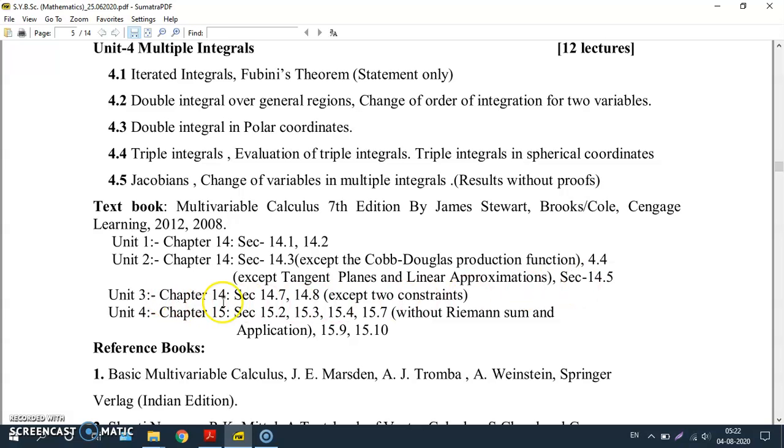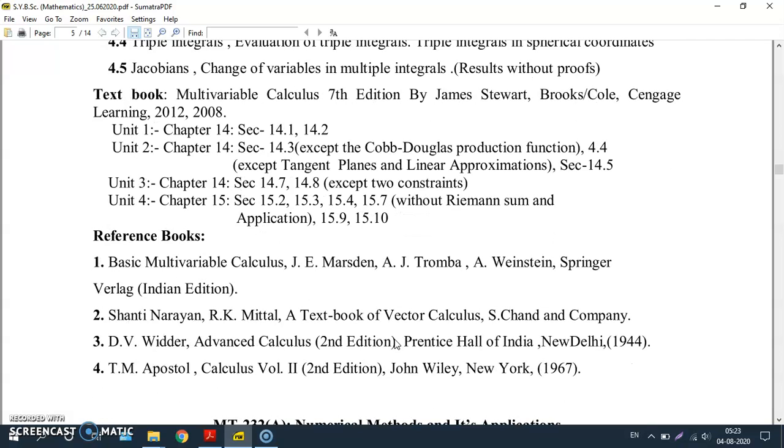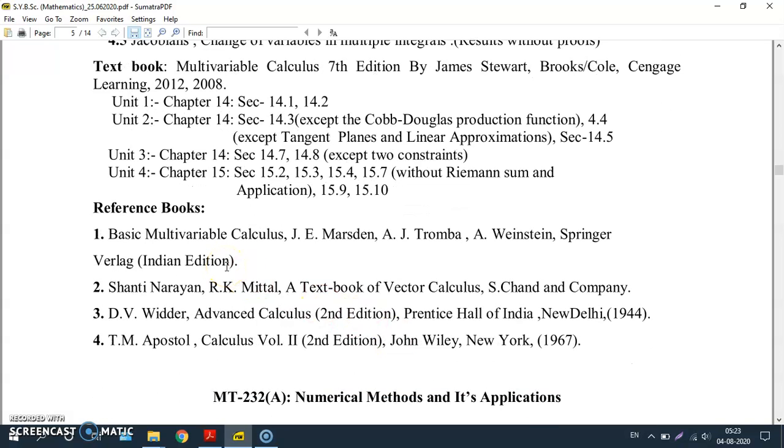In Unit 3, it is also covered by Chapter 14, Sections 14.7, 14.8, except two constraints. Unit 4 is covered by Chapter 15, Sections 15.2, 15.3, 15.4, 15.7, without Riemann sum and application, 15.9 and 15.10. And these are the reference books.